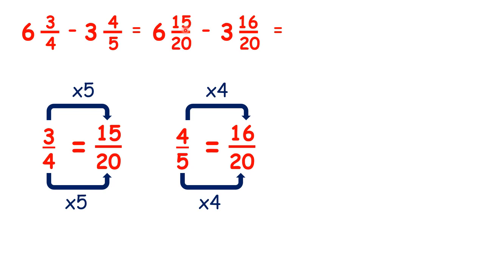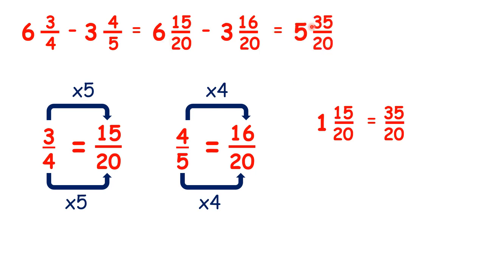So rather than 15/20, we need to take the fraction away from 1 15/20, which is 35/20 as an improper fraction. So now we have 5 35/20 minus 3 16/20, and that gives us 2 19/20.